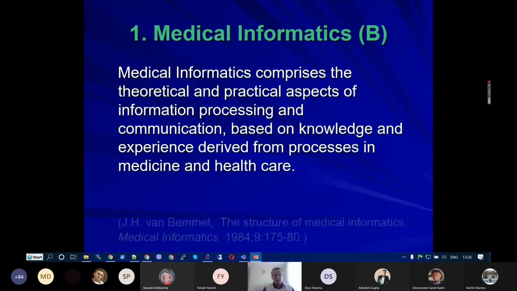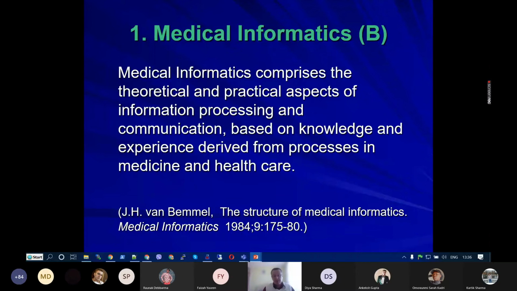Same year, another author, also a well-known professor in the medical informatics area, considered medical informatics as a theoretical scientific area which comprises theoretical and practical aspects of information processing and communication based on knowledge and experience derived from processes in medicine and healthcare. So again, we are talking about theoretical investigation, theoretical scientific data analysis, and again, nothing about computers or patients.